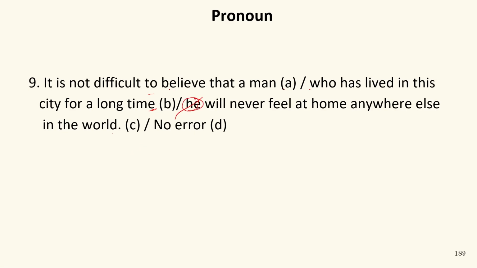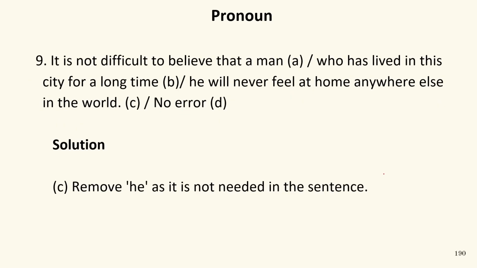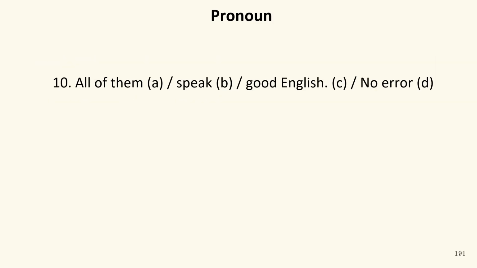The correct sentence will be like, it is not difficult to believe that a man who has lived in this city for a long time will never feel at home anywhere else in the world. So remove he, it is not needed in the sentence. So the error is in part C. So C part contains the error. Now let us move to the next sentence.